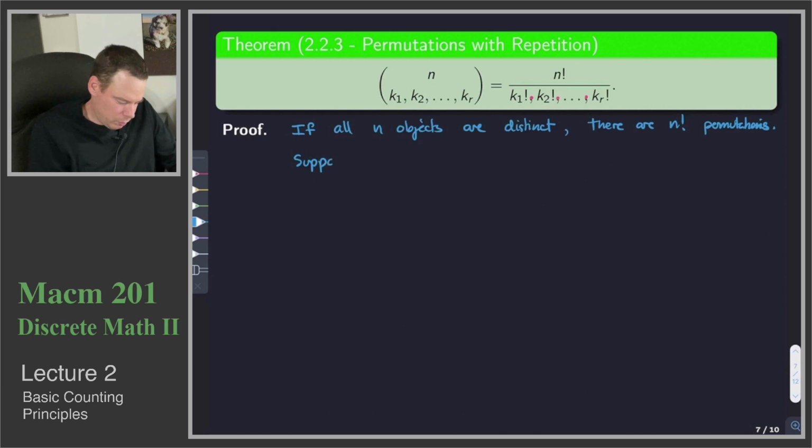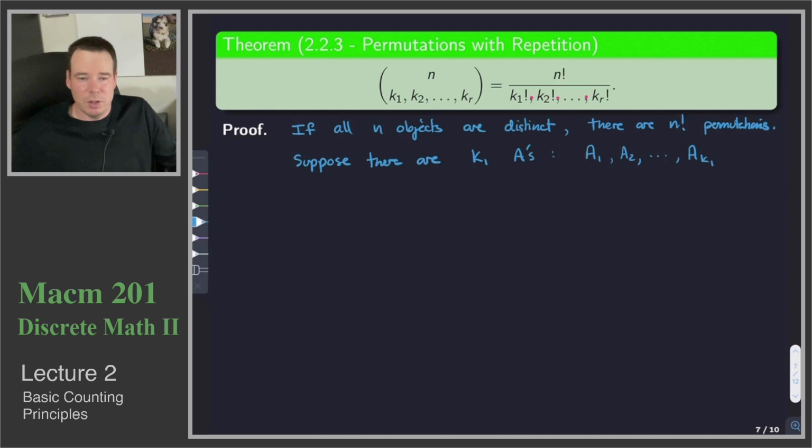So here we're going to suppose there are k1 A's, and we'll list them as A1, A2, dot, dot, dot, up to AK1. In the context of permutations with repetition, these are the same A's, but if I want to imagine they're distinct, I will add subscripts to them. And so now I'm imagining they're all different, so then when I count the permutations of all these objects, there are n factorial permutations. So those K1 A's, I'm imagining I've just added subscripts to them.